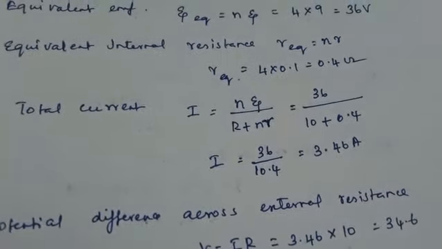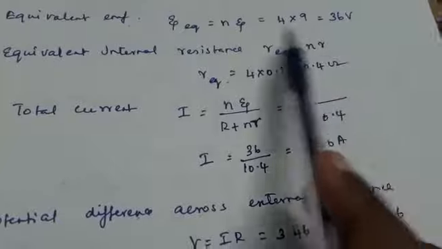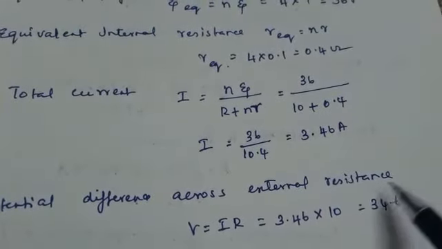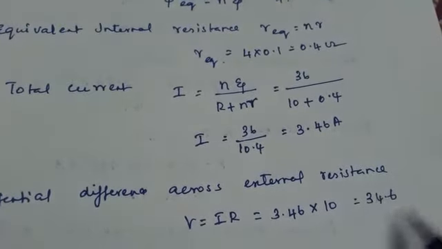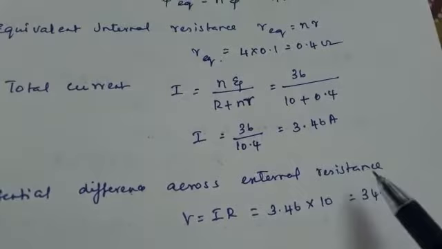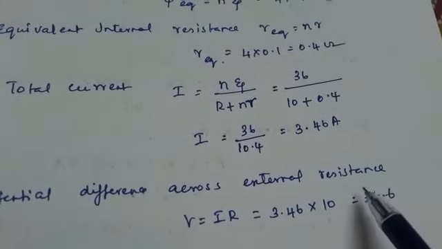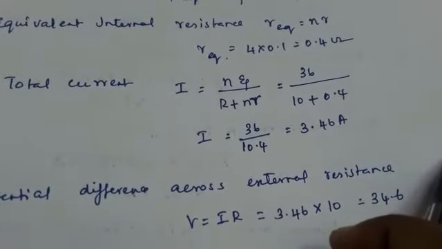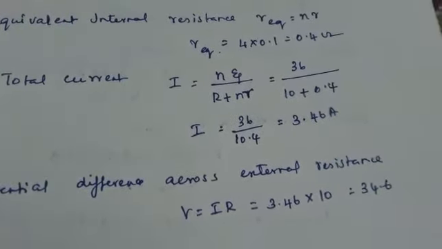But what is the total potential in the circuit? The total potential in the circuit is 36 volt according to the equivalent EMF formula. So the potential difference across the external resistance is 34.6. What happened to the remaining? 36 minus 34.6, that is 1.4. That is dropped across the internal resistance. So 1.4 volt is dropped across the internal resistance.